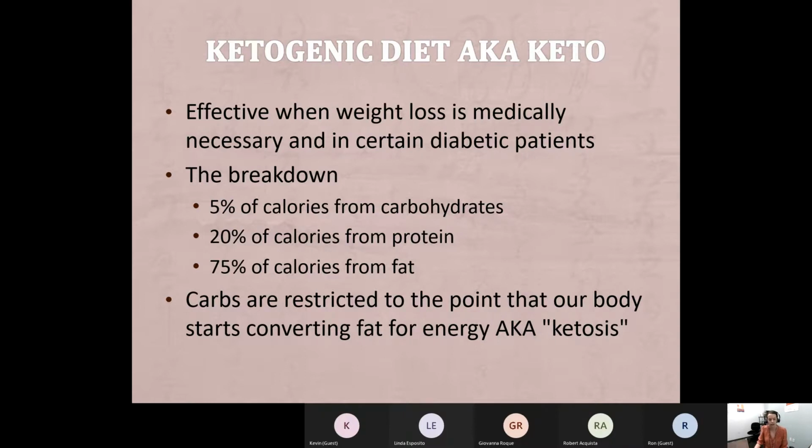A ketogenic diet is 75% of your calories from fat. That is a lot of fat. It basically involves having heavy cream or butter at every meal. Carbs are restricted to the point where our body starts to burn fat for energy, and it's called ketosis. That's how we get the keto diet. And it originated in hospitals where children had epilepsy, and they found that a ketogenic diet was able to stabilize their seizures.